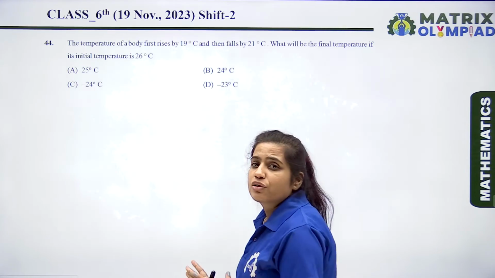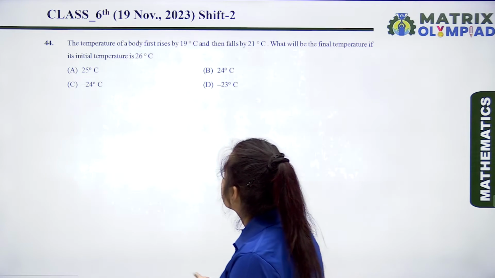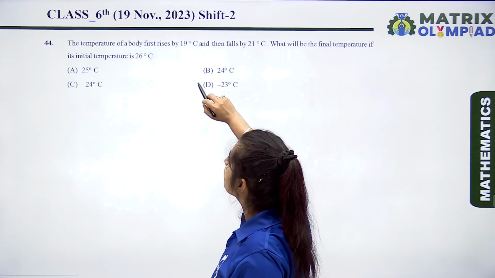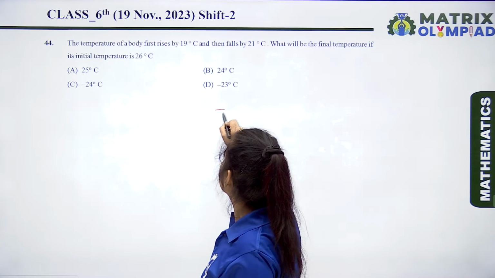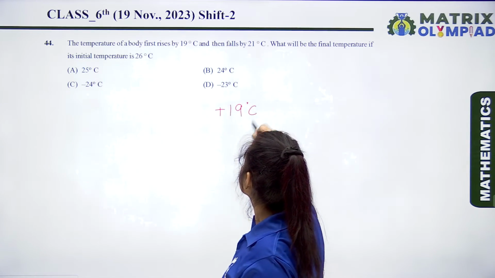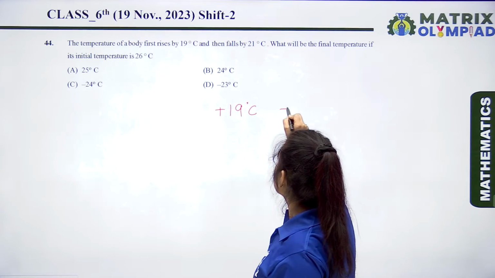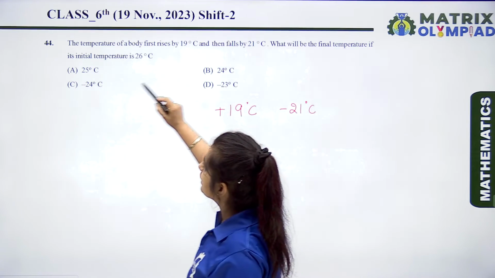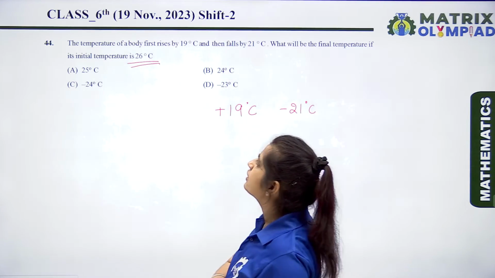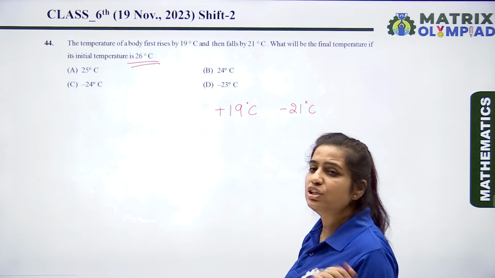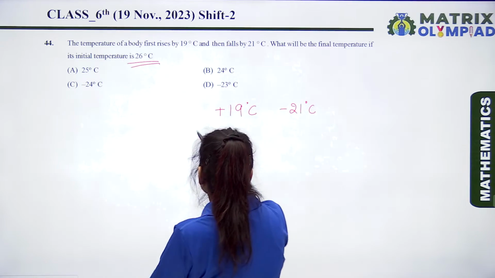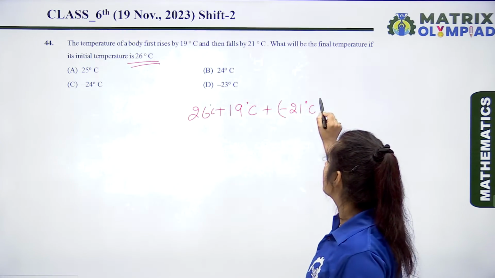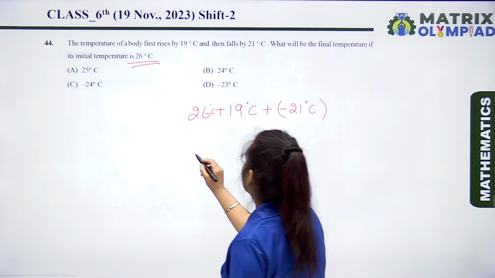Now question number 44 is also based on the same paragraph. Here the temperature of a body first rises by 19 degrees Celsius, which means plus 19 degrees Celsius. Then it falls, which means -21 degrees Celsius. What will be the final temperature if its initial temperature is 26 degrees Celsius? So the initial temperature is 26 degrees Celsius, plus 19 degrees Celsius, plus -21 degrees Celsius. So let's calculate.